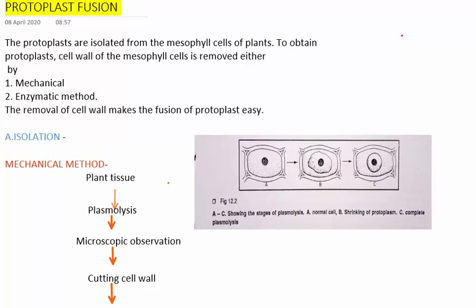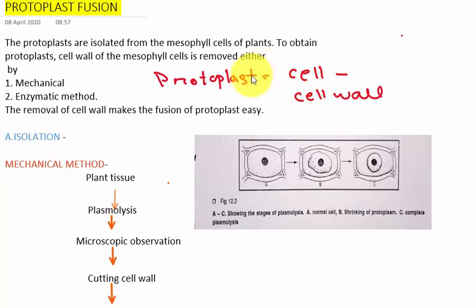Today's topic is protoplast fusion. We all know that plant cells contain a cell wall, and inside the cell wall there is the protoplast. To find the protoplast, first we need to remove the cell wall. So we can say the protoplast is nothing but the plant cell minus the cell wall.